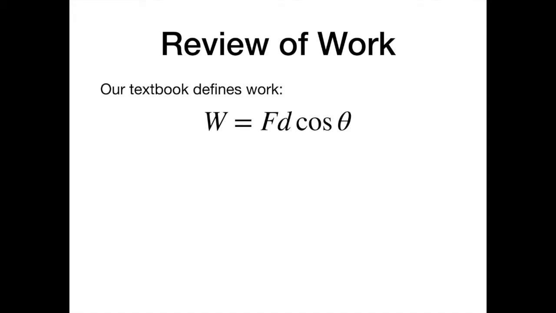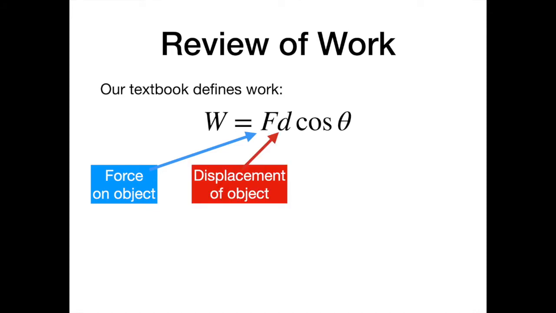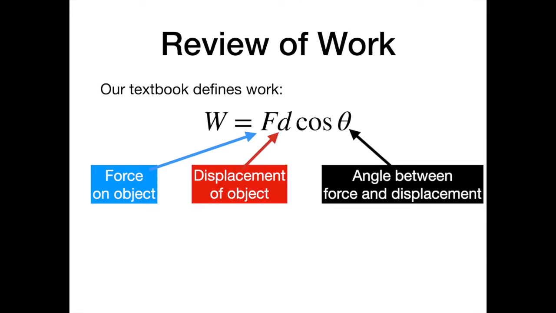All right, today we're going to learn about gravitational potential energy. So before we do that, let's do a quick review of the concept of work. If we look at the textbook definition of work, we've got the force on an object times the displacement of the object times the cosine of the angle between the force and displacement vectors.